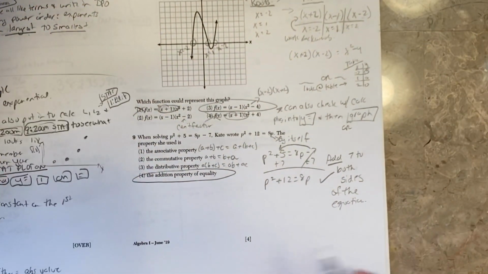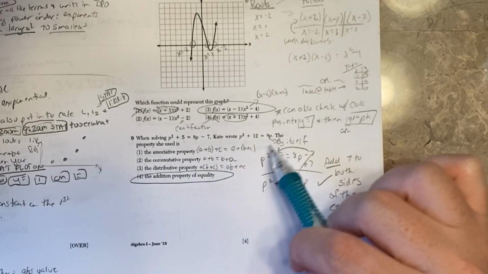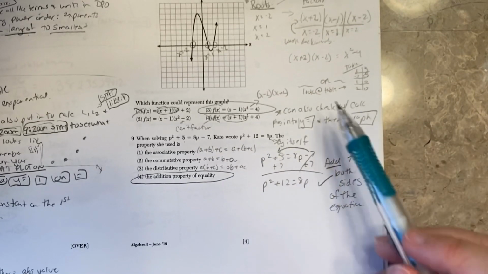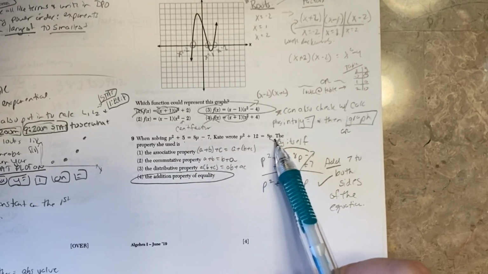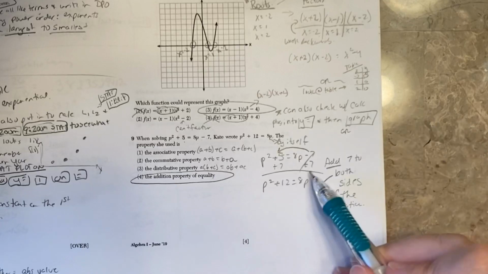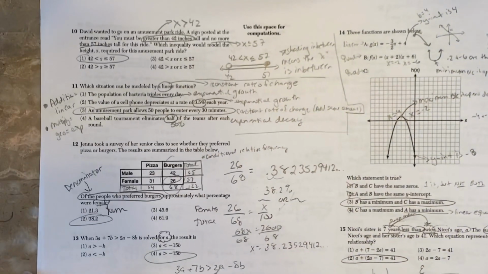Number 9. When solving p squared plus 5p equals ab. Okay, she wrote this. So basically, you just want to see from here to here what the difference is. If you notice, there's no more minus 7 on that side, so that means that's what moved. So add 7 to both sides. Addition property. That is choice 4. All right, next page. We are on number 10 already.